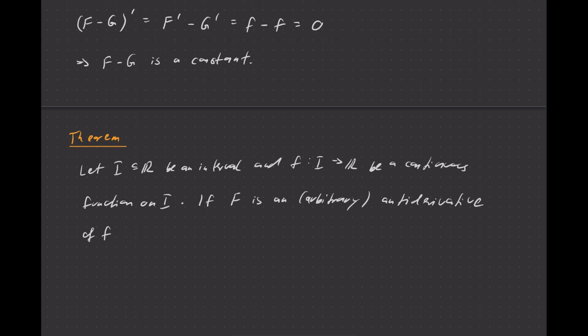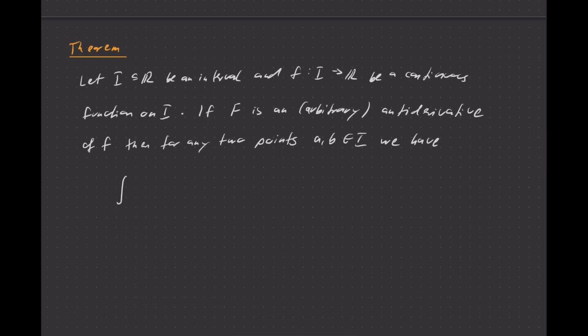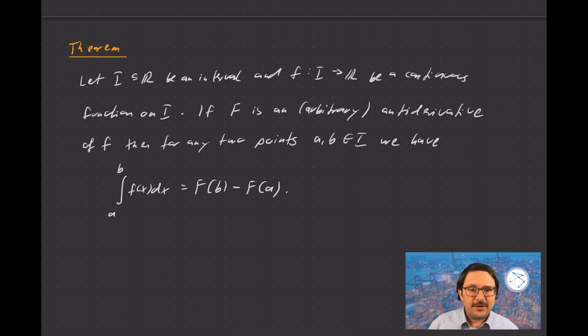Of small f, then for any two points A and B in the interval, we have the integral from A to B of f of x dx is equal to the antiderivative, capital F, evaluated at B minus the antiderivative evaluated at A. And finally, that is how you can compute integrals.